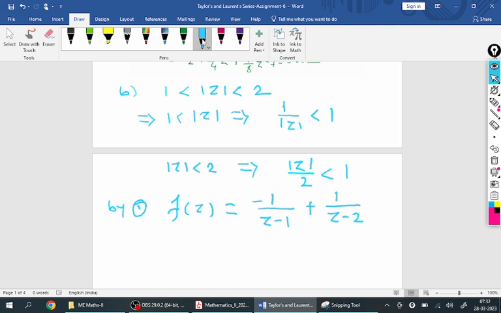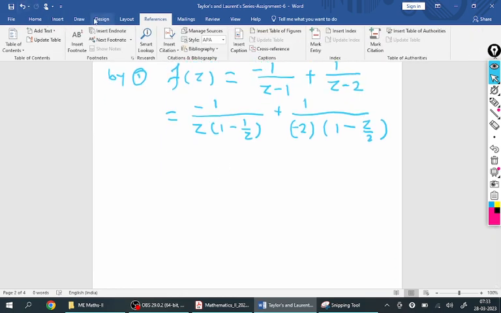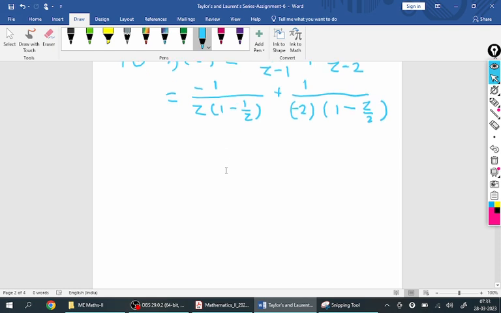So that indicates what should be the common from the equation, and we get minus 1 upon z into 1 minus 1 by z, and here we take minus 2 as a common, just like in the previous case. So this minus 2 is a common, and we are left with 1 minus z by 2. And now the last step left is the expansion, like the previous one, so it is like the 1 upon 1 minus r expansion.